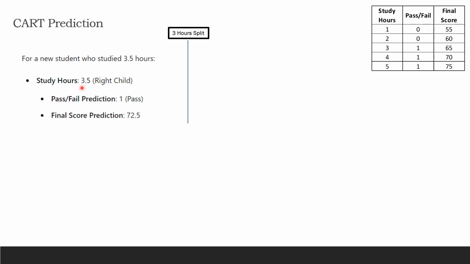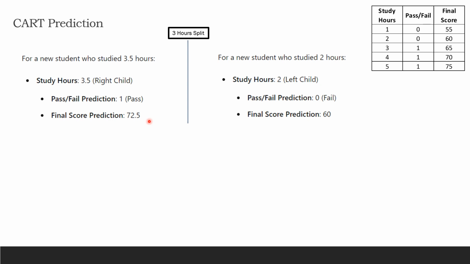Now we have that 3.5 hours is greater than 3 hours. So the prediction is pass, and the final score will be the mean that we calculated in the previous slide. It was 72.5 if you can recall. You can skip back to that slide in this video. You can scroll back. And again, for a person who studied less than 3 hours, which is 2 hours, it is a left child. If you remember the tree moving right and left, it is less than 3 hours, left side of a numeric line, then he is likely to fail, and his score is likely to be 60, which is the average score calculated for that.